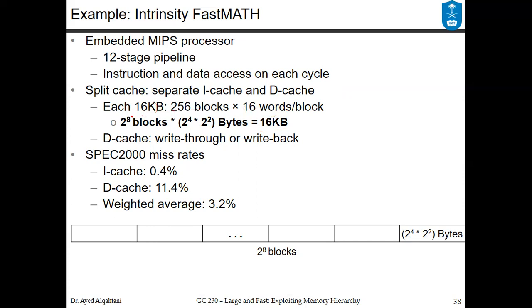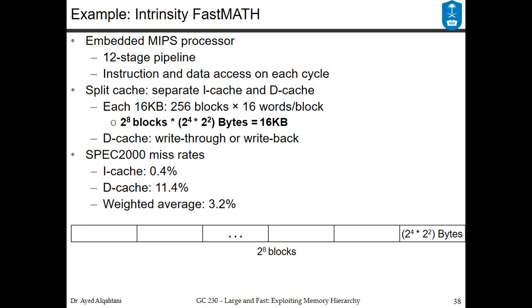So what we are saying here is that the instruction cache is 16 kilobytes, and the data cache is 16 kilobytes, and it's broken down into what you see here. You have 2 to the power of 8 blocks, so you have 256 different blocks. Each one of these blocks has inside it 2 to the power of 4 times 2 to the power of 2 bytes, which is actually 16 words per block. This is how we break it down.